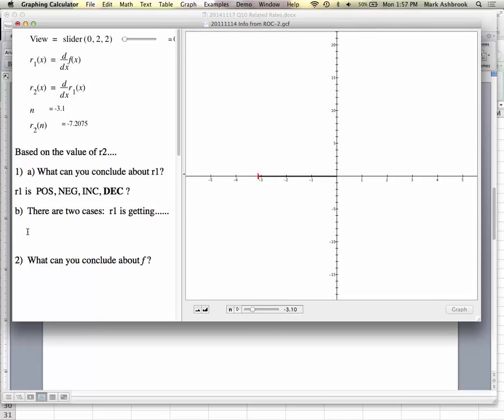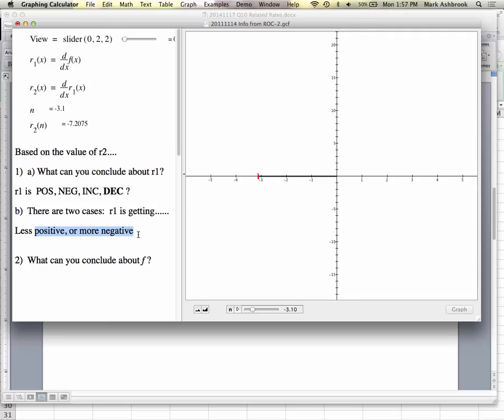So decreasing, then, there's two possibilities. If it's decreasing, R1 is getting less positive, that's one way it could be decreasing, or more negative. So that means R1 could be positive or it could be negative. Even though it's decreasing, it could be positive, it could be negative. So can we conclude something about F, is F increasing or decreasing? R1 could be positive, R1 could be negative. So can we tell if F is increasing or decreasing? We cannot.